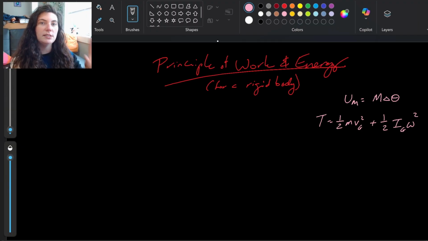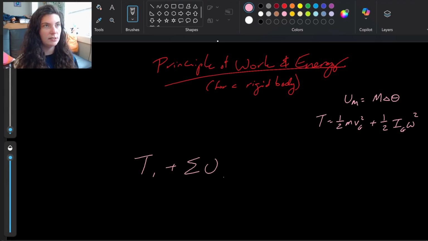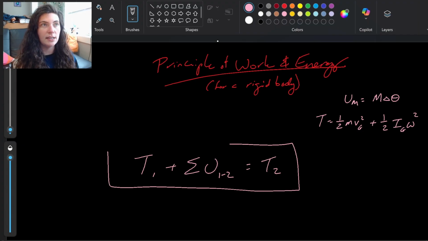So with all of this in mind, we're going to do exactly what we did with our particle kinetics, when we talked about work and energy. In that, we had this principle of work and energy, where T1 plus the summation of forces that do work, the summation of our work from location 1 to location 2, equals our kinetic energy final, that kinetic energy in the final position. And this equation is exactly the same.